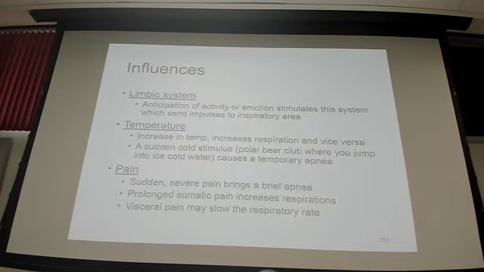Other, more minor influence, limbic system. So when you get emotional, when you get sad, when you get happy, you can breathe faster. If you're excited, you start to hyperventilate. Okay. Temperature, when you do have a fever, you breathe faster. Tachypnea usually goes along with fever, all right?